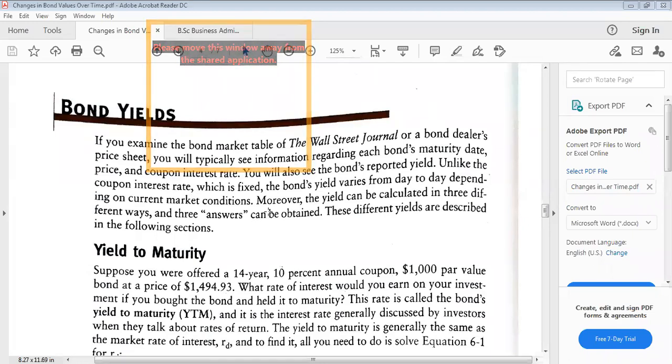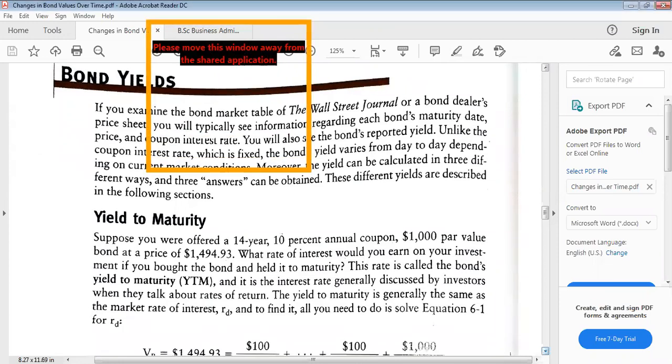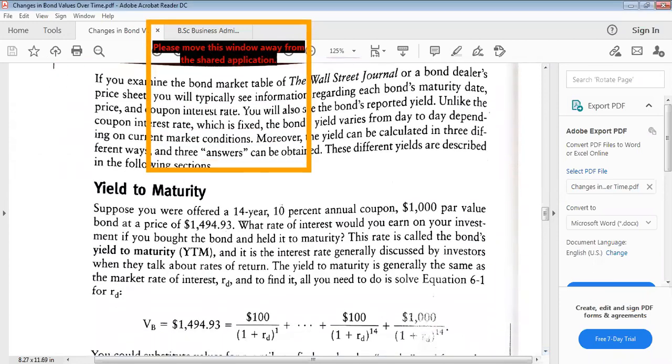So the annual coupon interest rate is fixed. The bond's yield varies from day to day depending on the current market conditions. Moreover, the yield can be calculated in 3 different ways, and 3 answers can be obtained. These different yields are described in the following sections. First, look at yield to maturity.